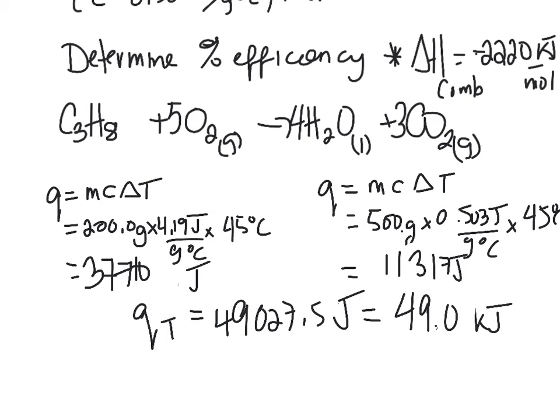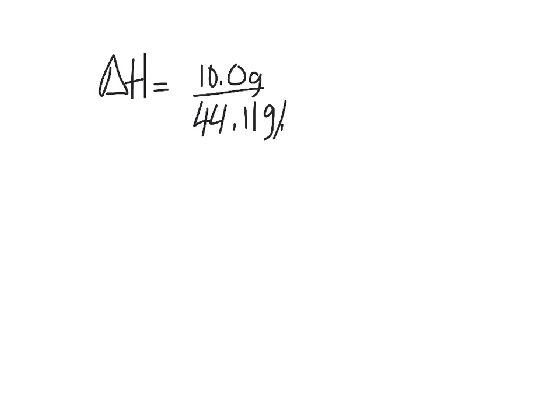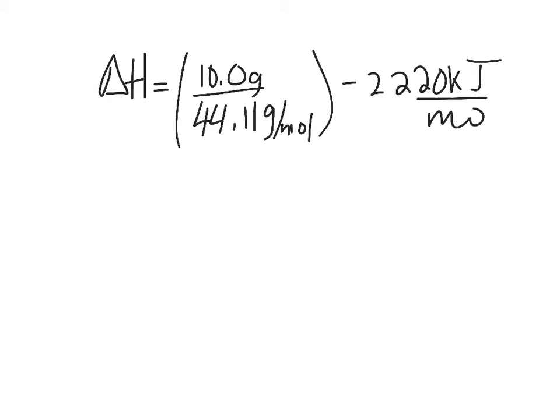Our Q, we've got to figure out our delta H. How much energy was actually produced by burning 10 grams? Delta H is, there's 10 grams. The molar mass, maybe, is 44 grams per mole. And negative 2220 kilojoules per mole. What'd you get? This is not going to be a very efficient propane barbecue.